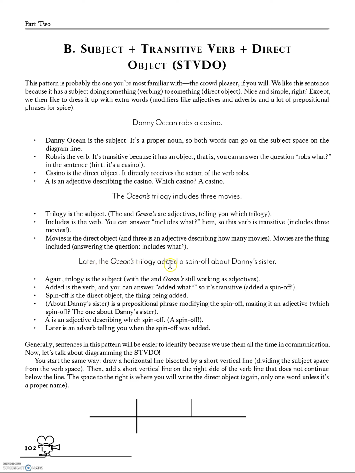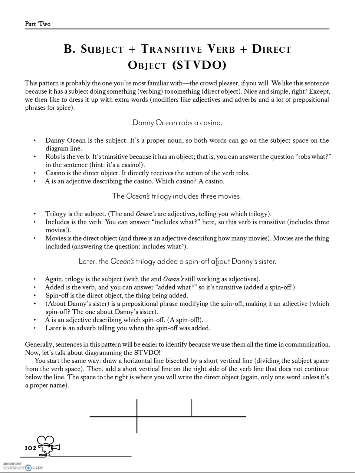The Ocean's trilogy added a spin-off about Danny's sister later. Now this one's a little more involved because we have some modifiers here. So we have later, an adverb telling us when. We have the and Ocean's are adjectives describing the trilogy, which trilogy, the Ocean's trilogy. And then added is our verb, transitive verb. They added what? They added a spin-off. So spin-off is the direct object. And then which spin-off? The one about Danny's sister. So about Danny's sister here is a prepositional phrase acting as an adjective because it's telling me which spin-off.